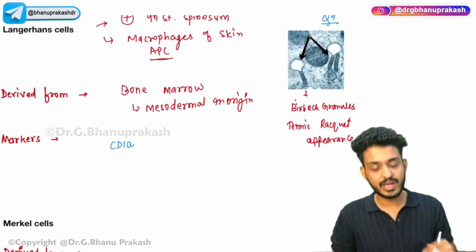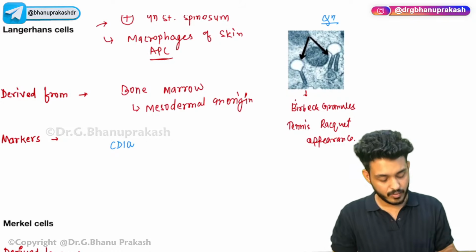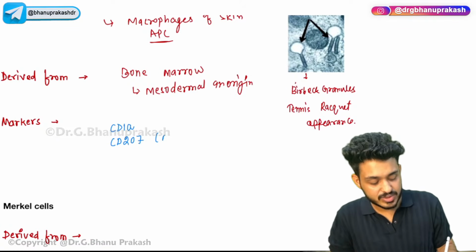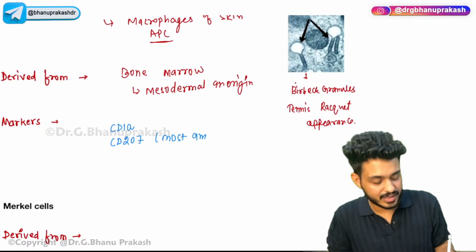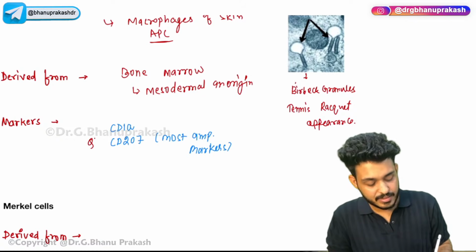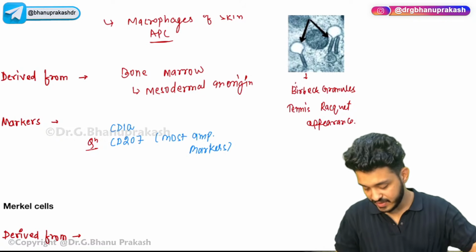Try to learn things. We will be revising everything. We are just one more cell away. So that is your CD1a. The second one is your CD207. CD207 is the most important marker. This is also known as Langerin. A question has been asked on this. This is an important marker. Okay, next one, very good.